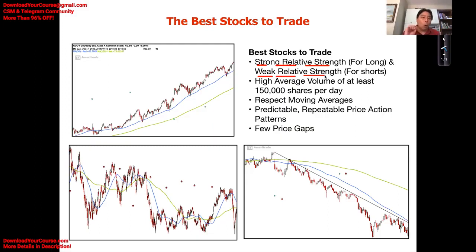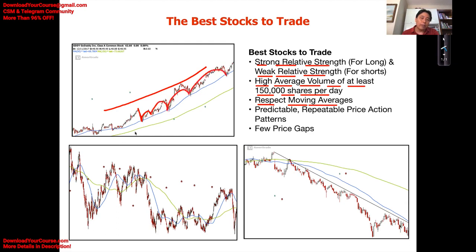Next thing, we only want to trade stocks with sufficient volume. We're looking for high average volume of at least 150,000 shares traded per day. And again, you can check the volume on Finviz or most other websites as well. But most importantly, we only trade stocks that respect their moving averages. Not all stocks do that. Like, notice this stock over here, it's respecting the moving average, right? Every time it goes to the moving average, it bounces off, bounces off, bounces off.